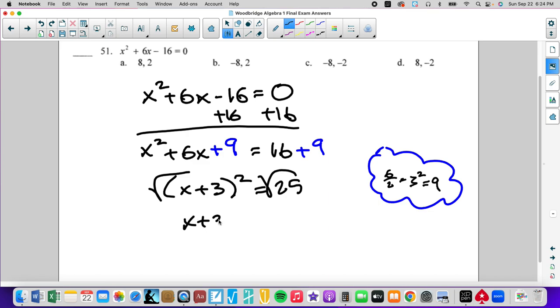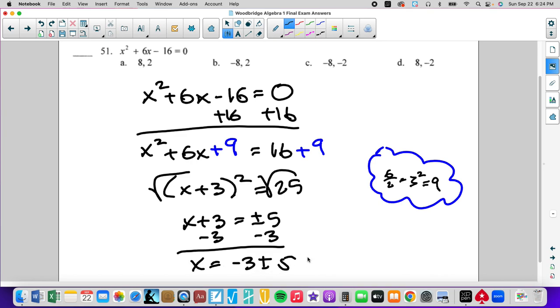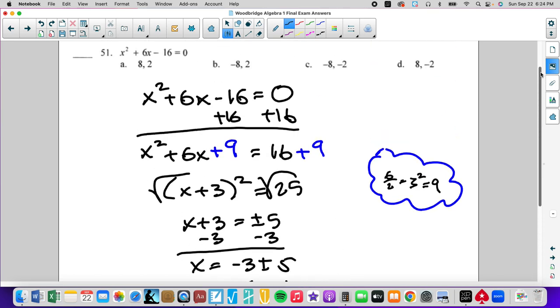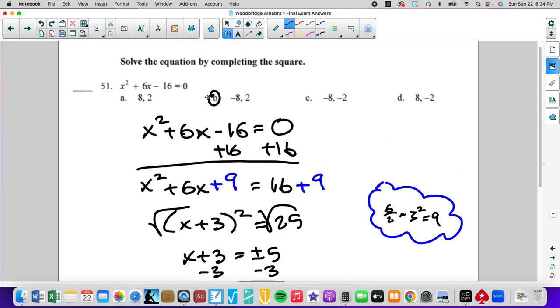We get x plus 3. These cancel. Equals, whenever we take the square root of a value being squared, we have to do plus or minus 5. Minus 3, we're going to isolate the variable. We get -3 plus or minus 5. So we have -3 plus 5 and -3 minus 5. That becomes 2. This is -8. So my solutions are -8 and 2. -8 and 2 is B.